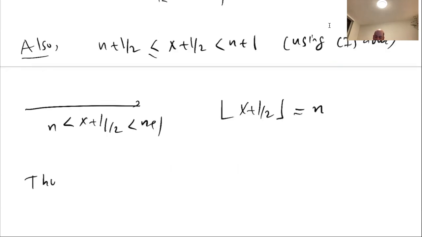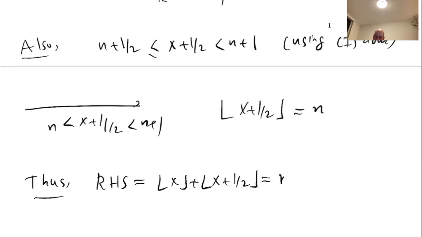So what can I say about the right-hand side then? So the right-hand side is equal to floor of x plus floor of x plus 1/2. The first number was n, the second one was n as well. The answer is 2n, which is equal to the left-hand side. So we are done with case 1. Now case 2.